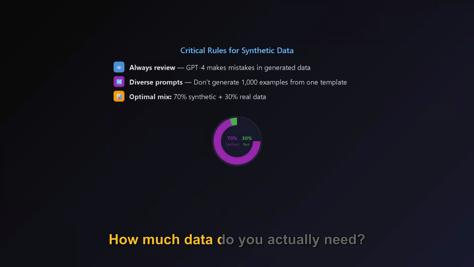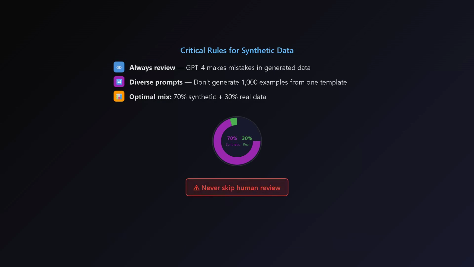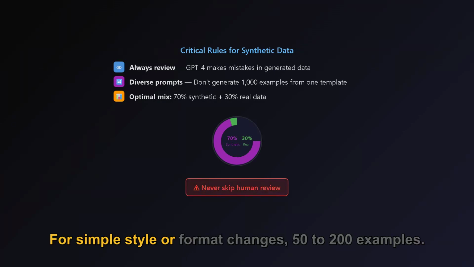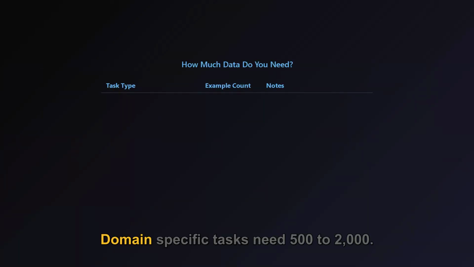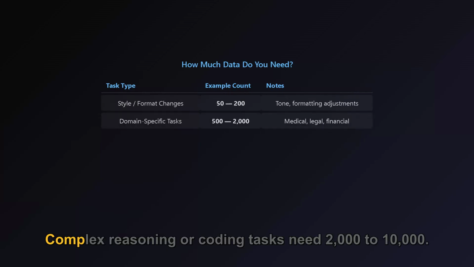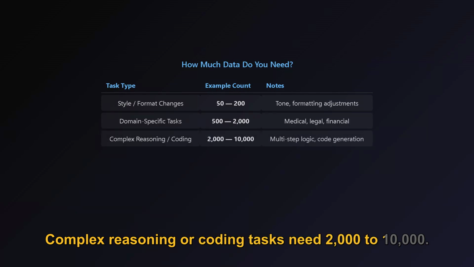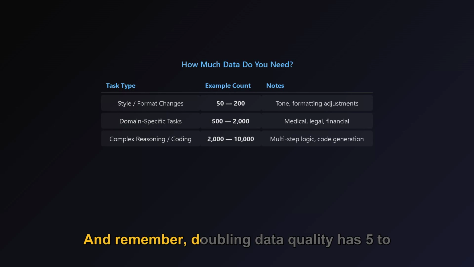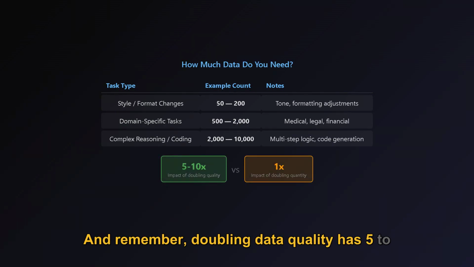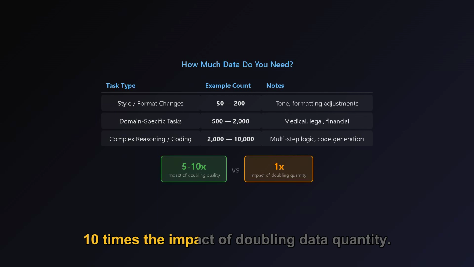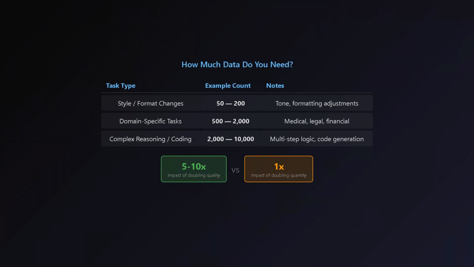How much data do you actually need? For simple style or format changes, 50 to 200 examples. Domain-specific tasks need 500 to 2,000. Complex reasoning or coding tasks need 2,000 to 10,000. And remember, doubling data quality has 5 to 10 times the impact of doubling data quantity.